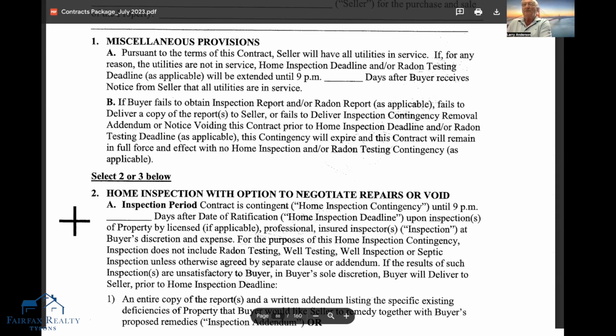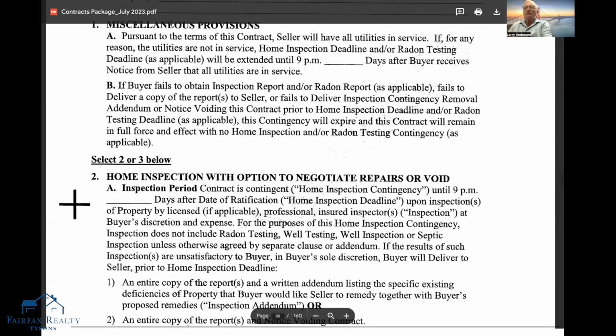If for any reason these utilities are not in service, then this home inspection deadline will be extended, and this should be the same number of days that you put down in paragraph 2 to give ample time to reschedule your home inspector and make sure you have time to properly do it. After buyer receives notice, and notice being capitalized, remember that is a unilateral communication in writing from seller that all utilities in service. And I would think that an email in accordance with paragraph 6 would suffice.